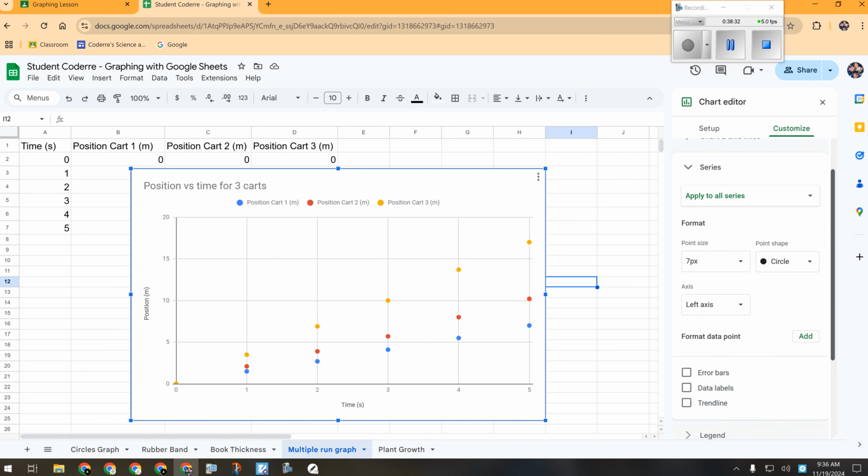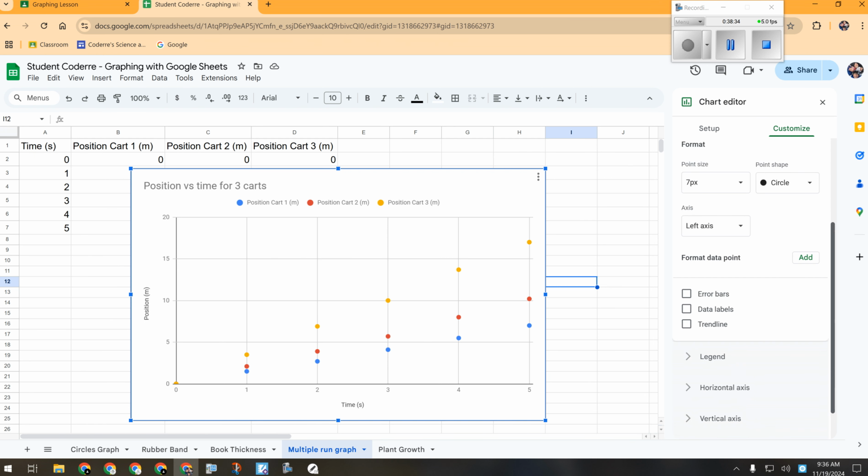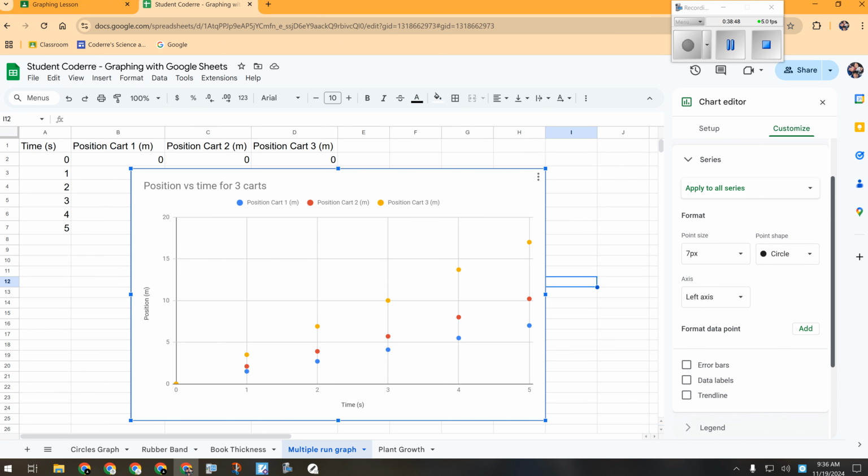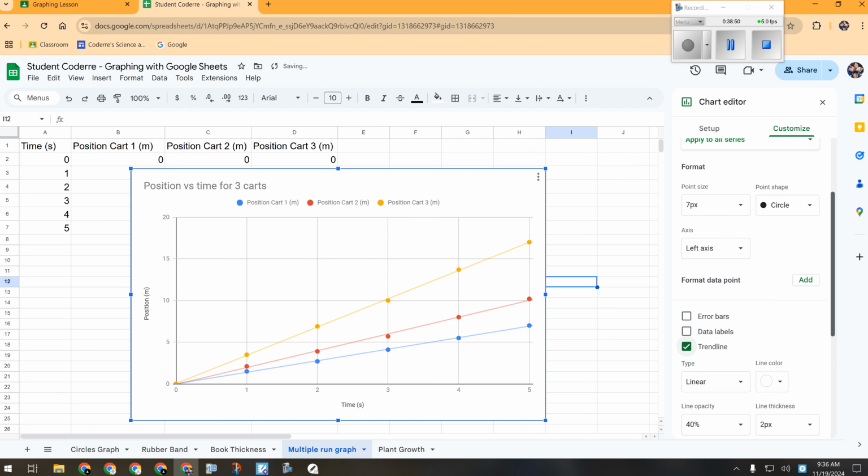Okay, so I'm just going to scroll down, same as I did before. There is a spot somewhere in here where it says apply to all series. That's checked by default, so you won't usually have to do anything with that. That means it's going to do it for each cart. So we're going to scroll down to trend line again. All right, I clearly got 3 separate lines, one for each cart.